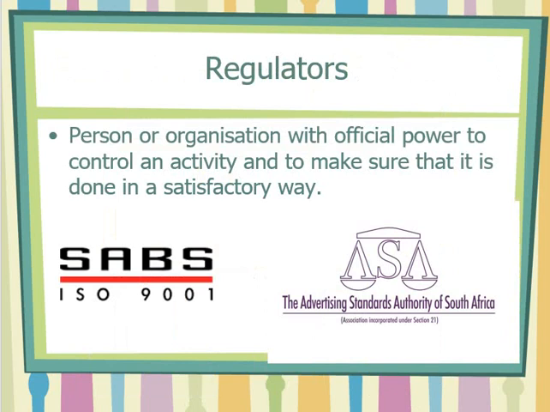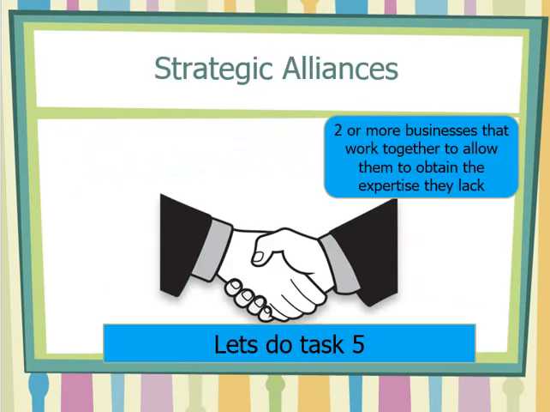Regulators. These are organizations that have official power to control and to monitor activities that are taking place. Two examples I've got there are the South African Bureau of Standards and also ASA, the Advertising Standards Authority.